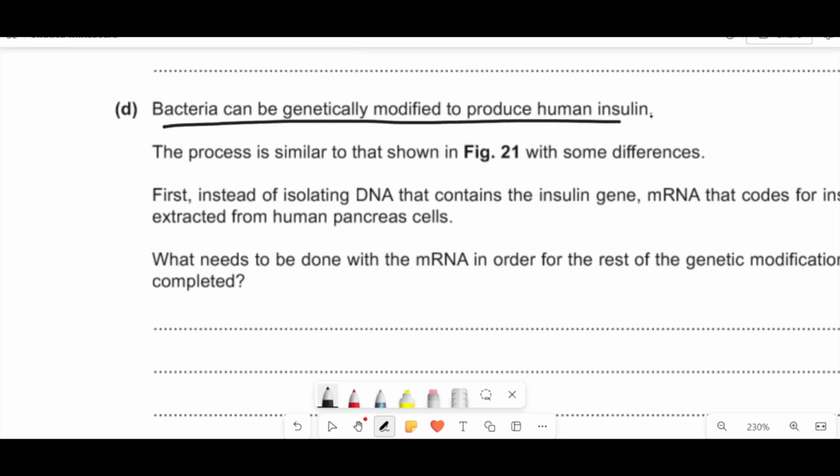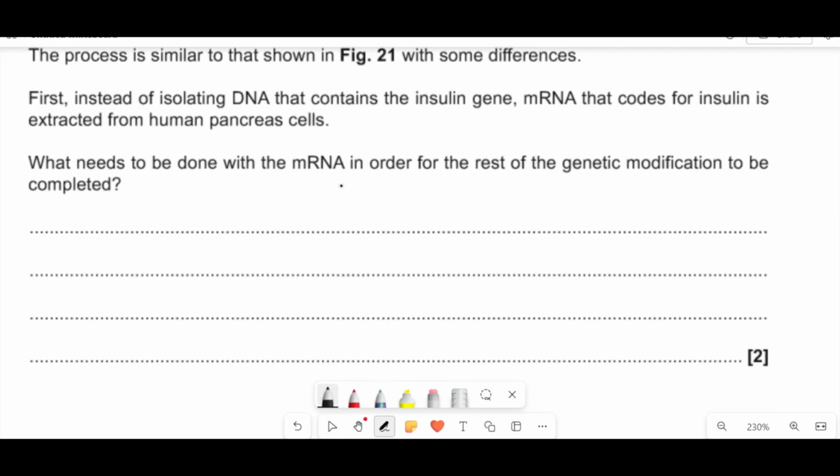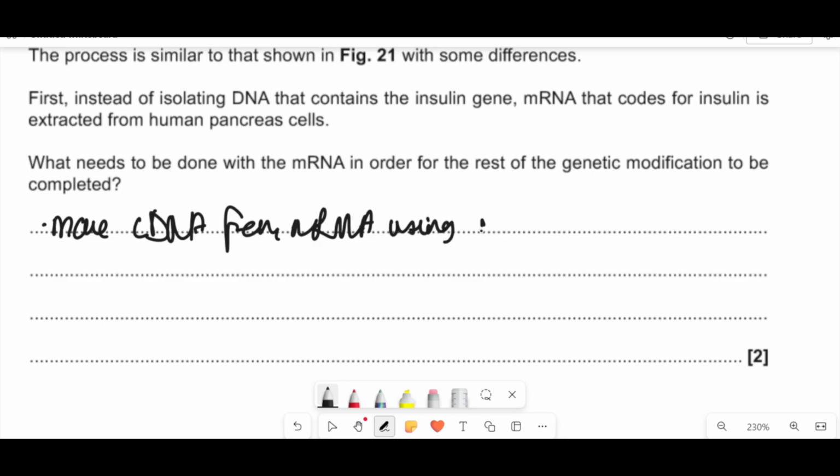Now it says bacteria can be genetically modified to produce human insulin. The process is similar to that. First, instead of isolating DNA that contains the insulin gene, mRNA that codes for insulin is extracted from the human pancreas cells. What needs to be done with the mRNA in order for this to do its job? So here we're using DNA fragments. This is mRNA. So we need to make DNA from mRNA. We need to make complementary DNA from mRNA using reverse transcriptase.